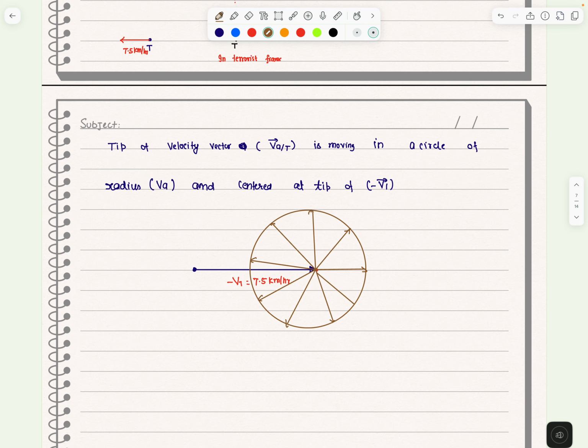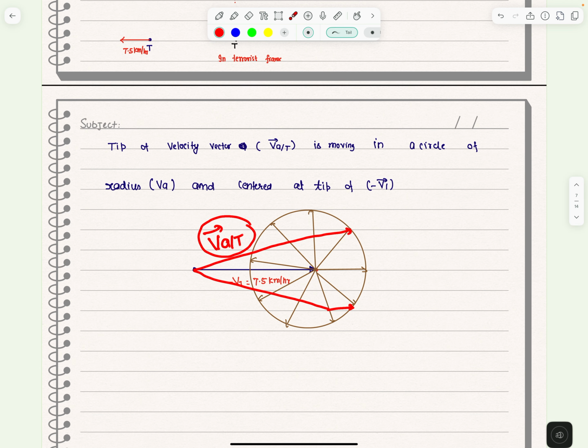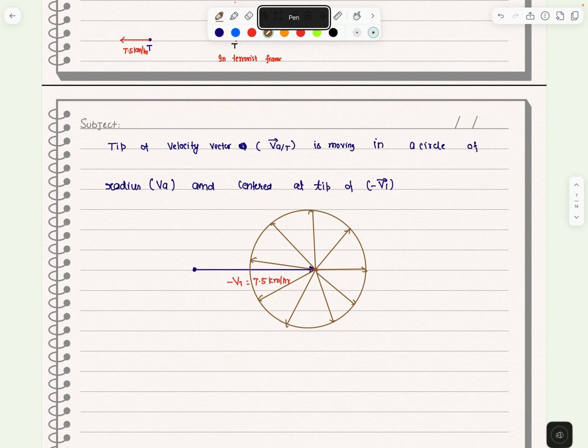This army is moving in all possible directions, is correct? So with this, the red line which I am showing with the laser, this one is basically the velocity of army with respect to terrorist. Let me show some vectors. This is the velocity of army with respect to terrorist.